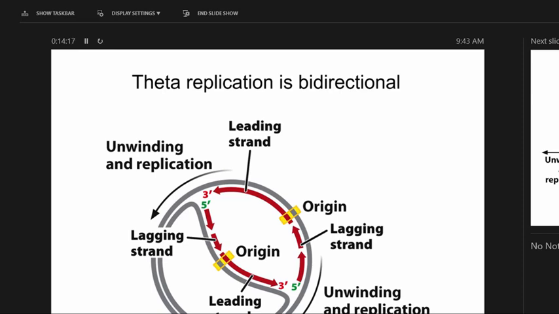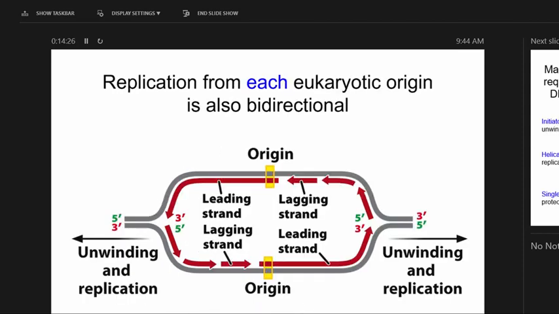All right. I wish that this was rotated like this, but if you have this theta replication rotated on the top, it's going to look exactly like this. Let's look at this one.